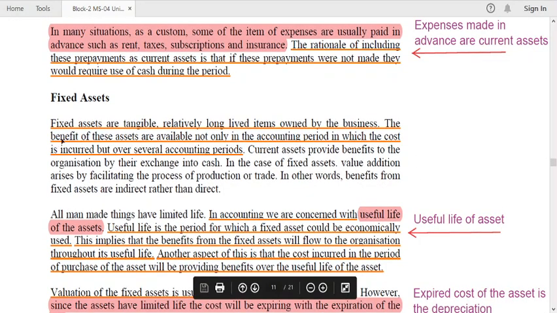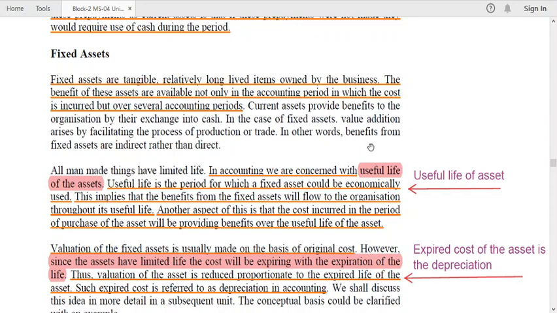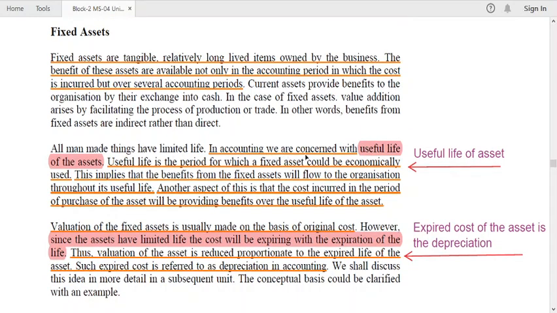Fixed assets. Fixed assets are tangible, relatively long-lived items owned by the business. The benefits of these assets are available not only in the accounting period in which the cost is incurred, but over several accounting periods. In accounting, we are concerned with the useful life of the asset. Useful life of the asset means for how many years this asset is useful to the business, how many years you can use this asset.